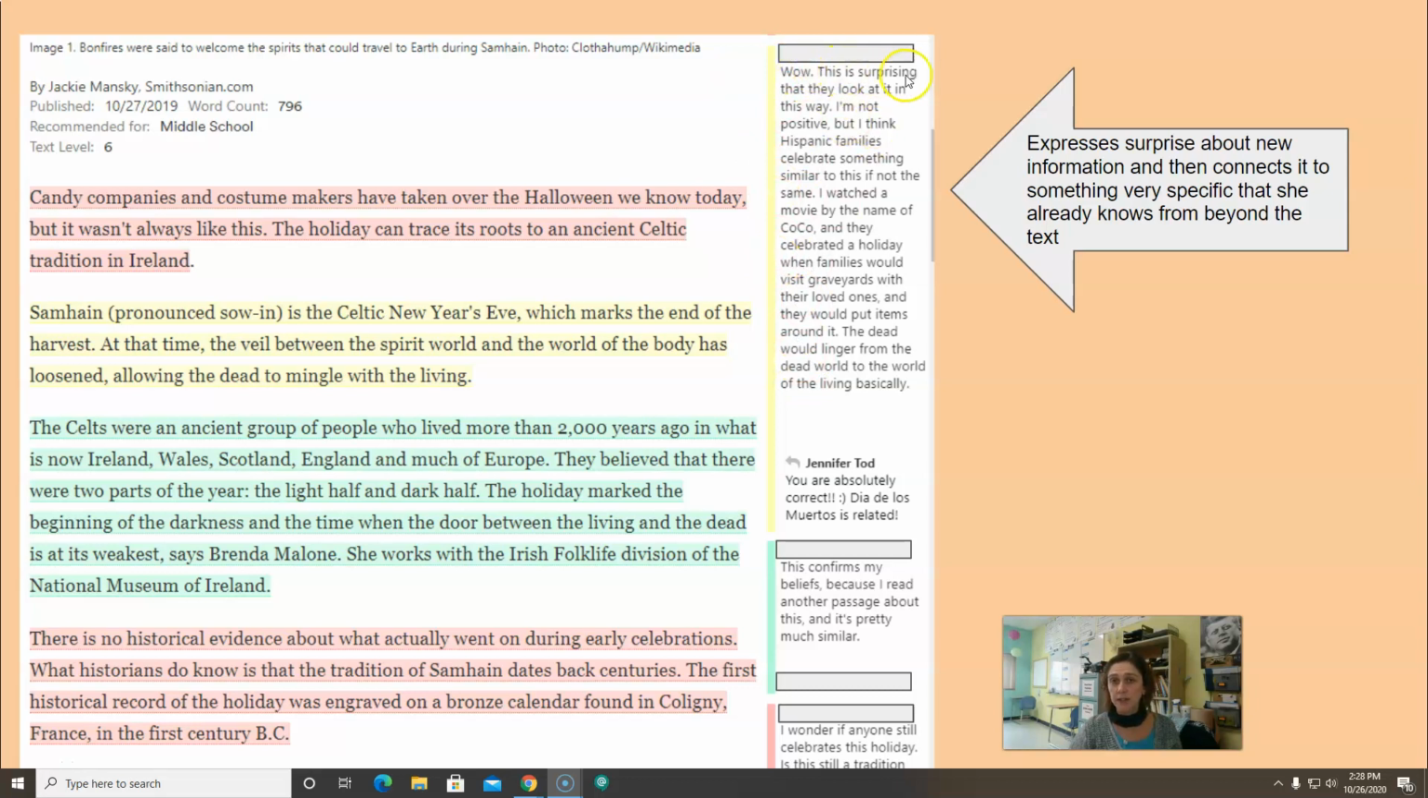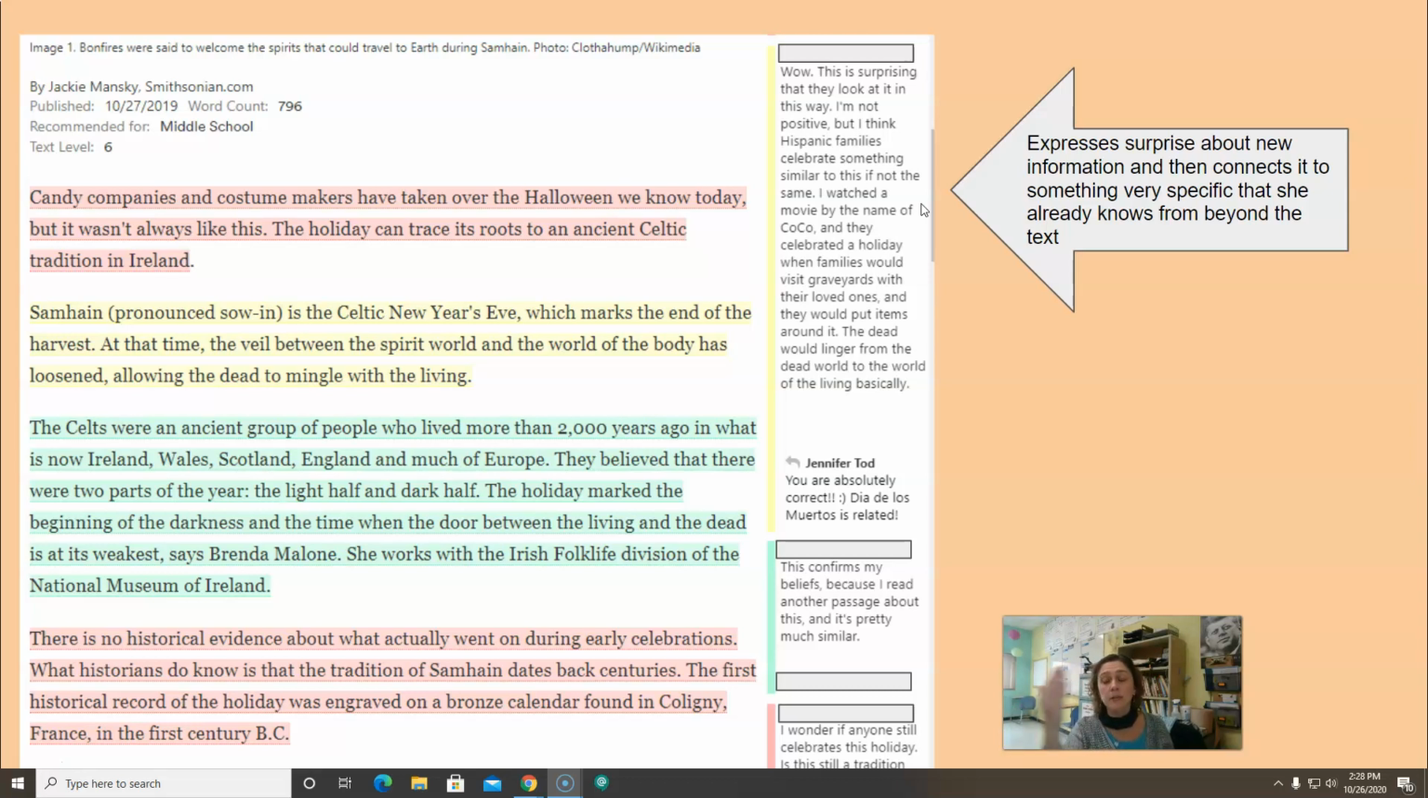And she says, wow, this is surprising that they look at it in this way. I'm not positive, but I think Hispanic families celebrate something similar to this, if not the same. I watched a movie by the name of Coco, and they celebrated a holiday when families would visit graveyards with their loved ones, and they would put items around it. The dead would linger from the dead world to the world of the living, basically. This is an excellent connection. Because she said, hey, this surprises me.